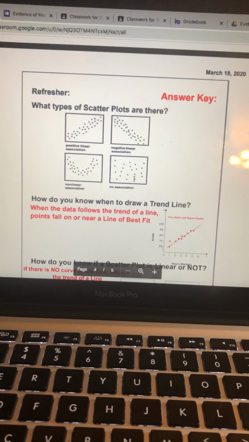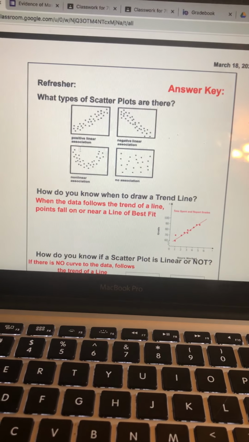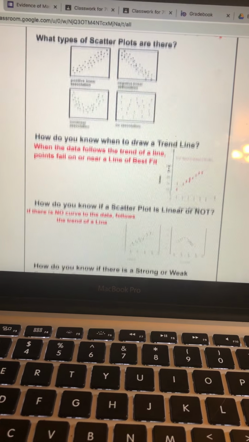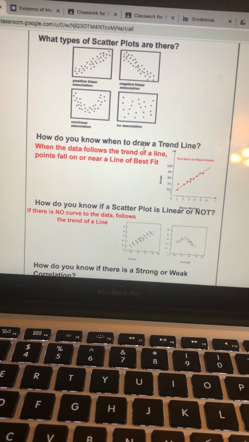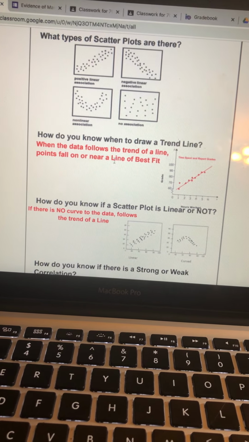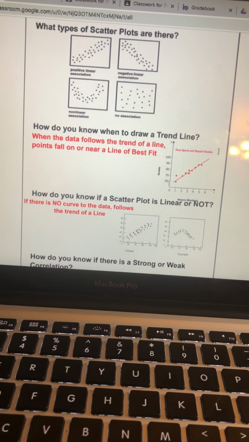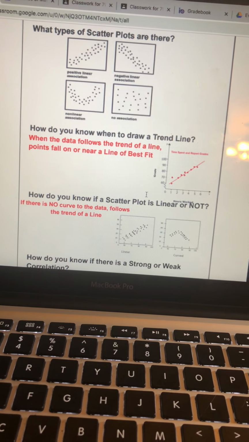So this takes you through those answers. The different types you would have would be positive, negative, nonlinear, and then you would have no correlation. Okay, how do you know if you should draw a trend line? When the data follows the trend of a line, the points fall on or near a line of best fit. So if you notice that they are following the trend of a line, you would call that function linear.